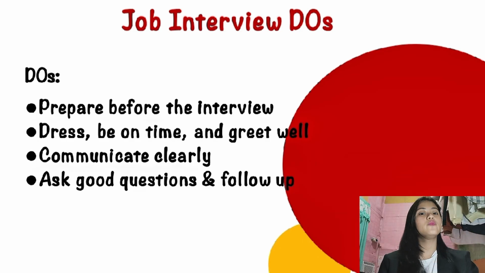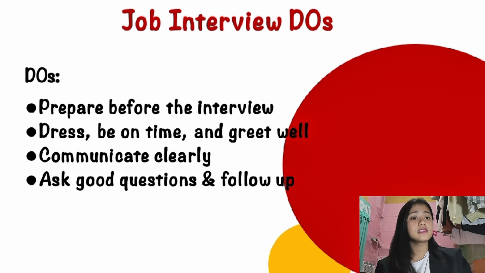Number 3. Communicate clearly. Answer with a clear example using the STAR method: situation, task, action, and result. For example, at my last job, we had late deliveries. That is the situation. I was asked to fix it. That is the task. I suggested a new delivery schedule. That is the action. On-time delivery improved by 20%. That's the result. Keep sentences short.